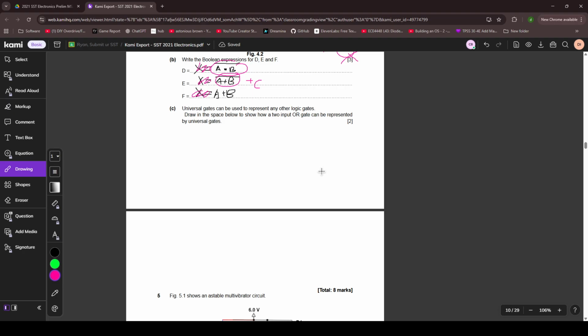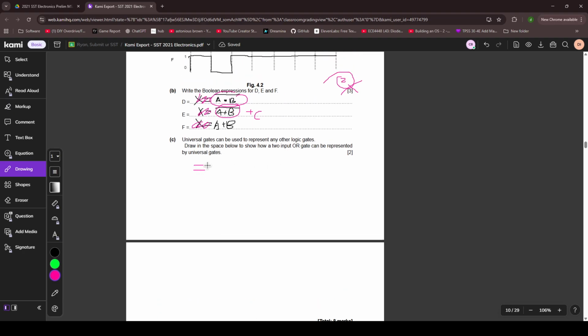Okay, I'm gonna do it. Basically, there are 2 universal gates. If you want to know more about universal gates, you can watch my video. There's the NAND gate and there is the NOR gate.